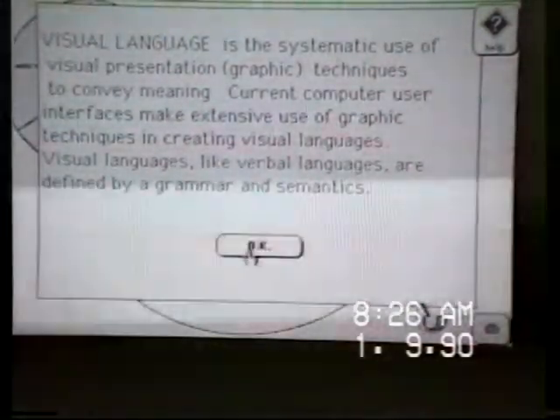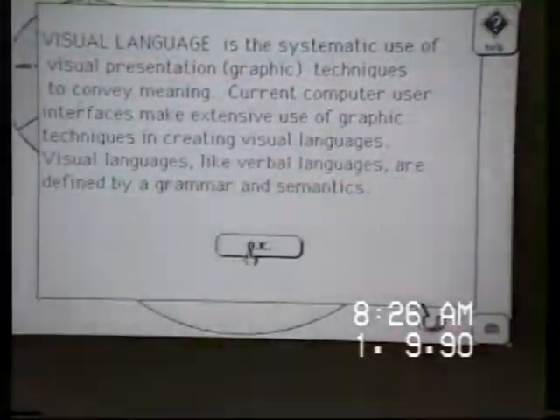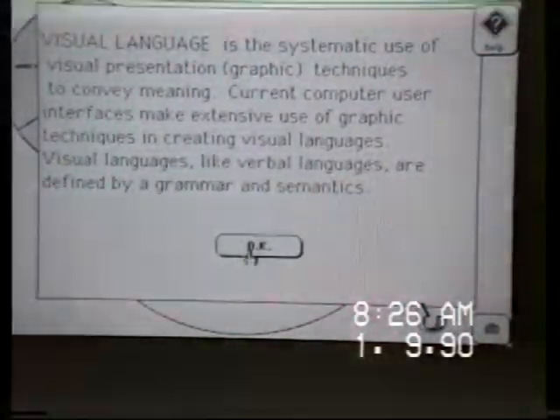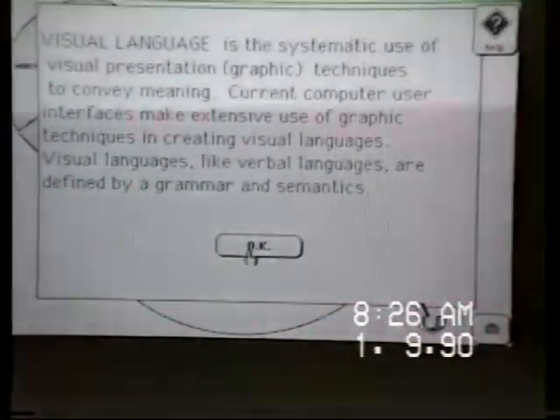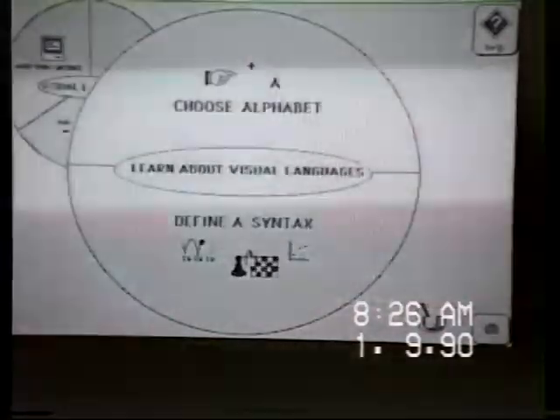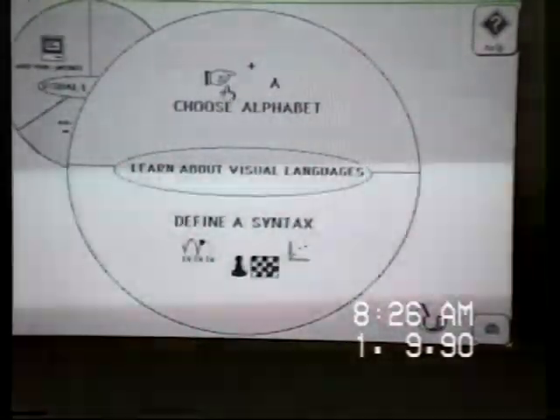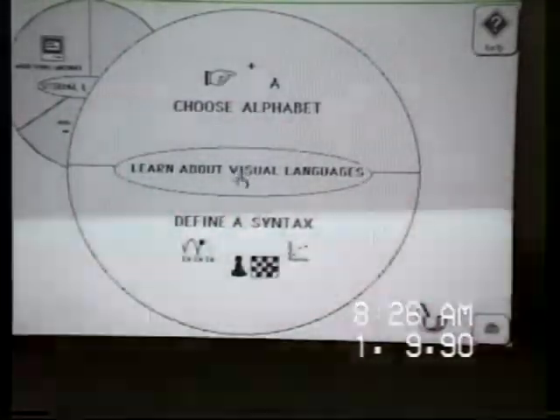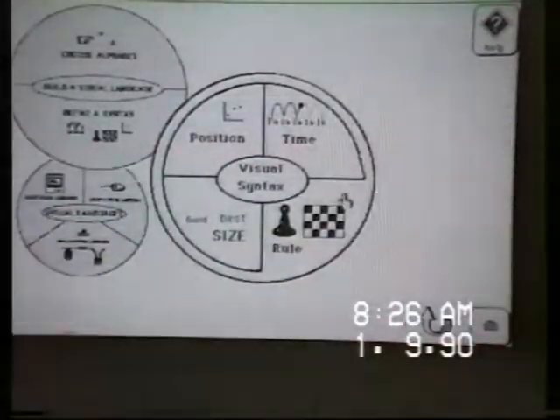Visual language is the systematic use of visual presentation graphic techniques to convey meaning. Current computer interfaces make extensive use of graphic techniques in creating visual languages. Visual languages, like verbal languages, are defined by grammar and semantics. If we want to find out about what a visual syntax is, we go down here. There are four classes of visual syntax.